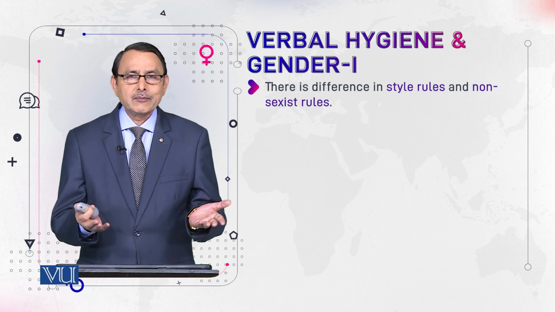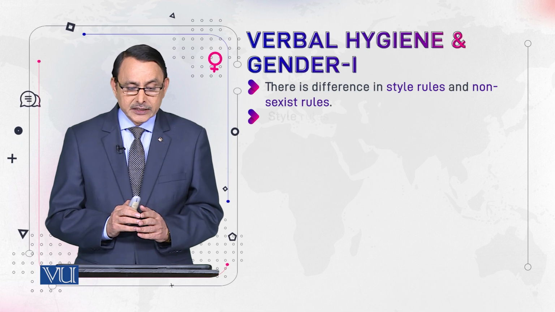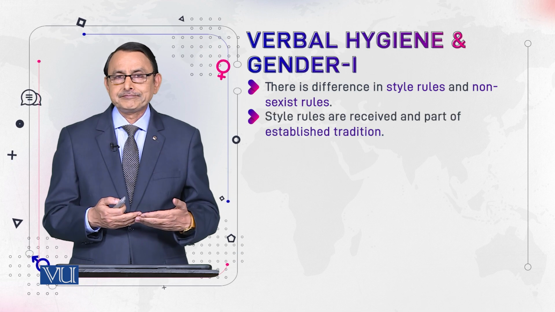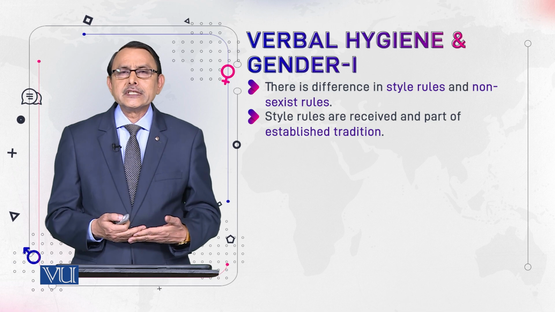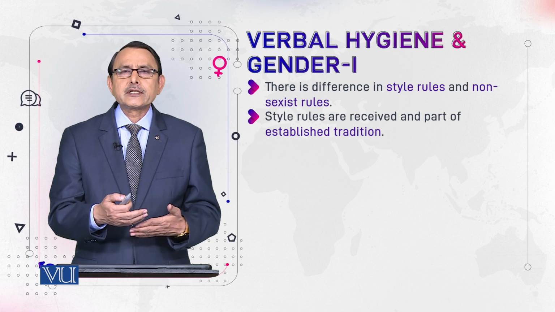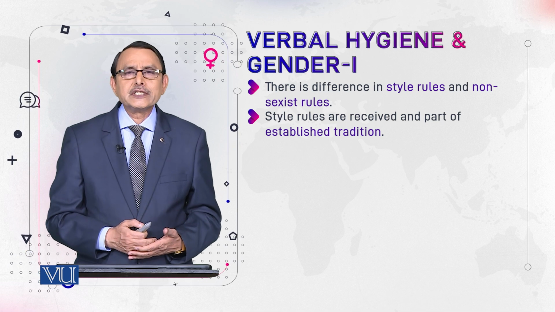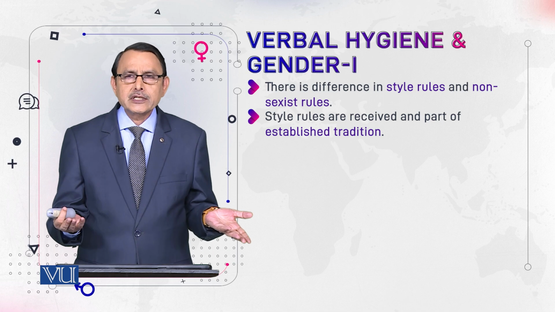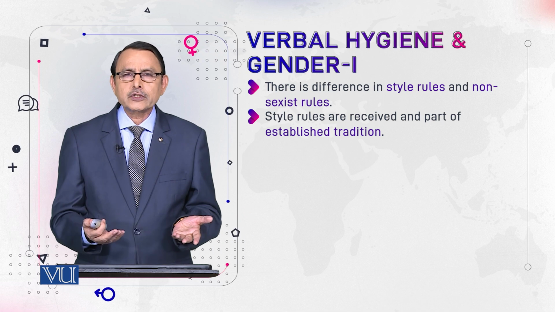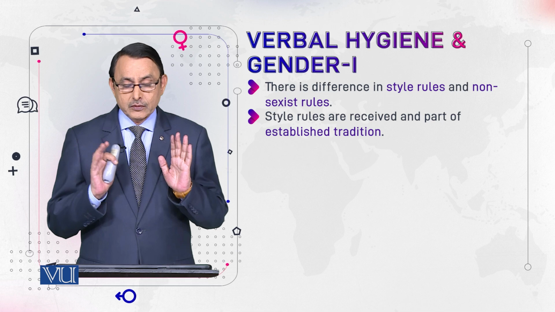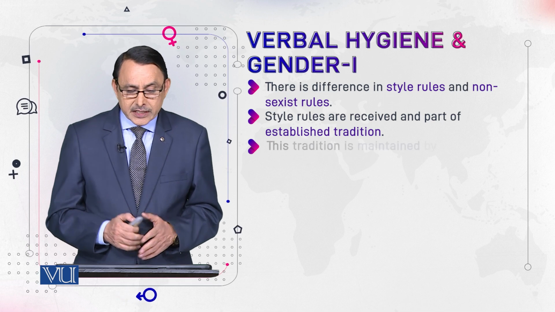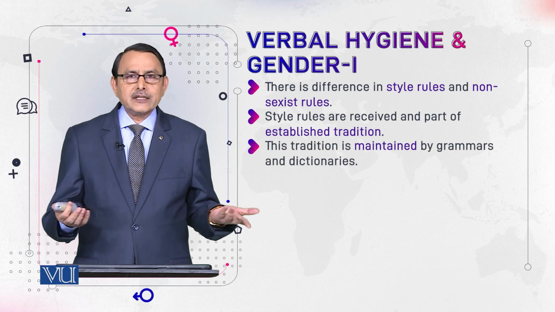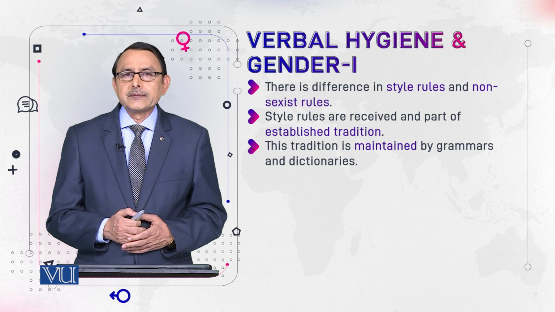Both are rules, but there is such a difference. Style rules are received generation after generation. Grammarians forward them to following generations. We never question those rules. What is their source? We never ask. So they go on. This tradition is maintained by grammars and dictionaries.